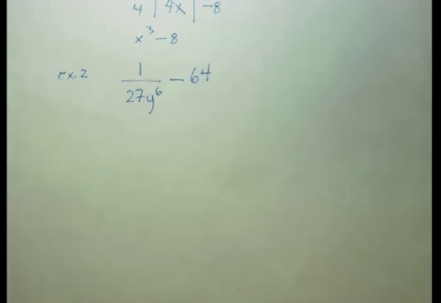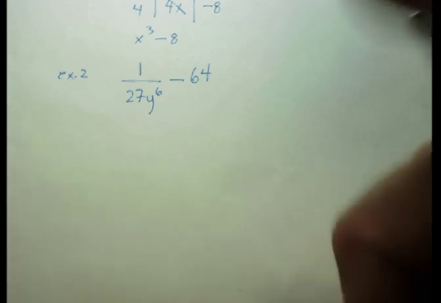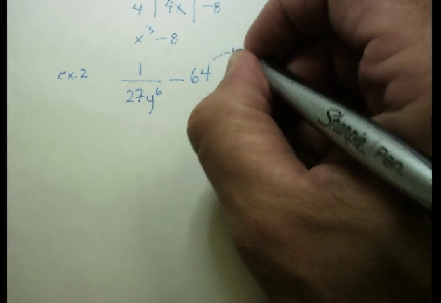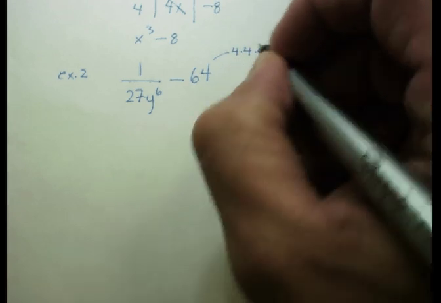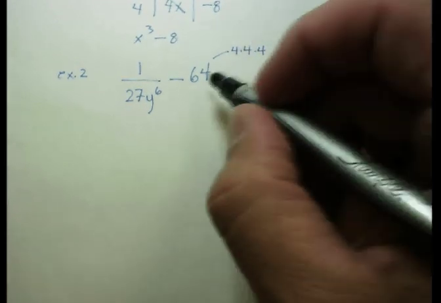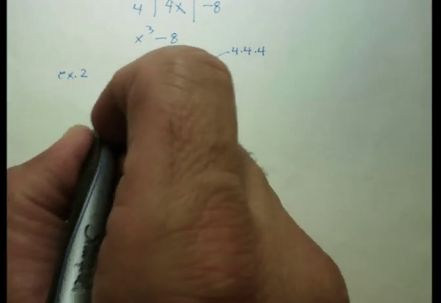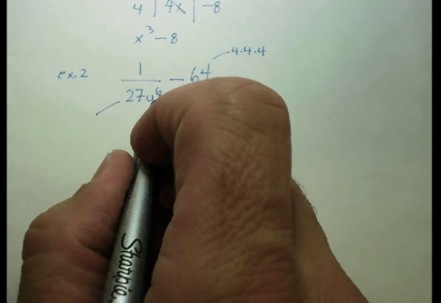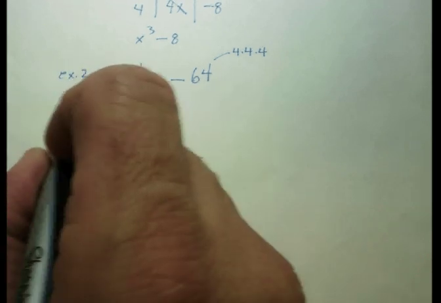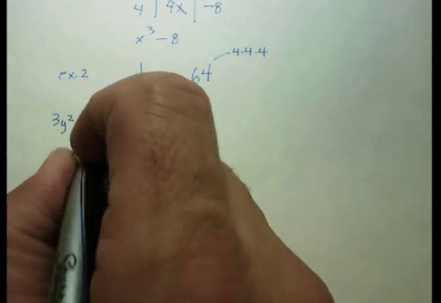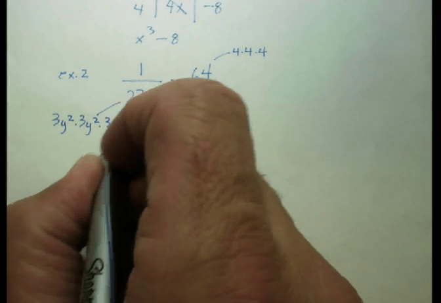Now, again, this is a binomial, and you ask yourself, is this a difference of cubes? Now, you're going to have to kind of know your numbers pretty well for this one, but this is a difference of cubes. Let me show you why. 4 times 4 times 4 is 64. So I could rewrite 64 as 4 cubed. It's a cube. 27, y to the 6th, is just 3y squared times 3y squared times 3y squared.